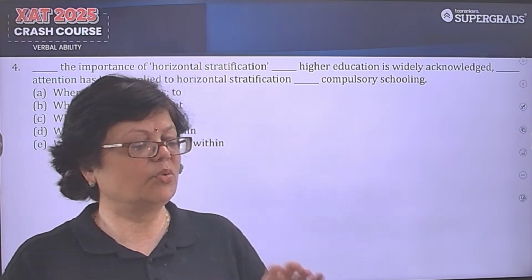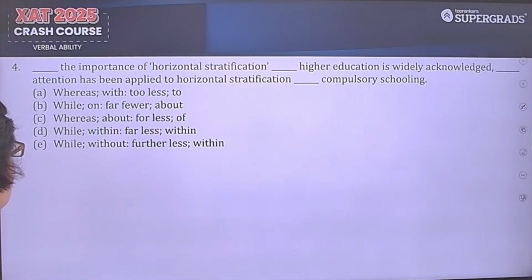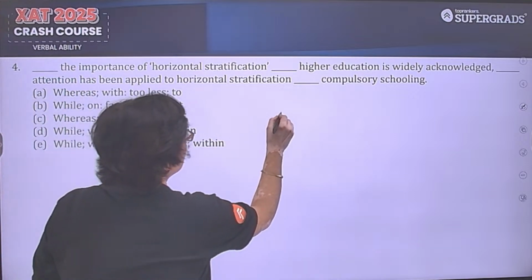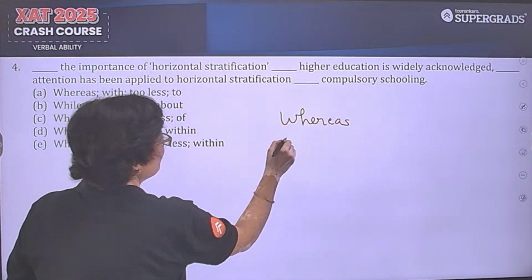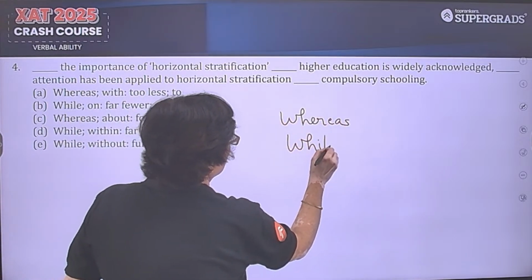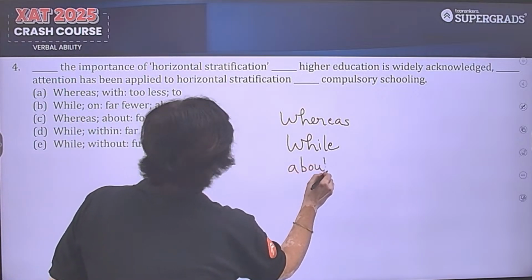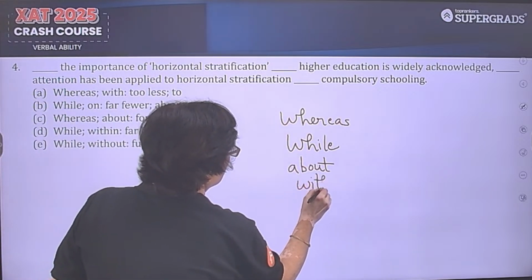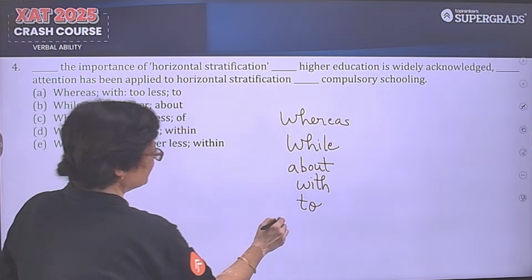Though this is a simple, one sentence, one liner, so to say. Okay, one sentence only. So let's understand what it is talking about, and then, of course, I will talk about the options also. I would like to talk about whereas, then while, then about, with, to, within.